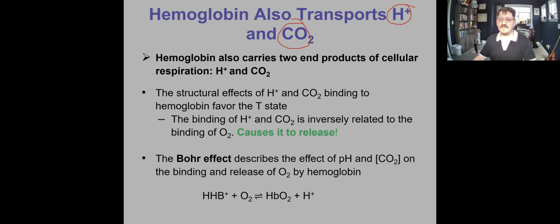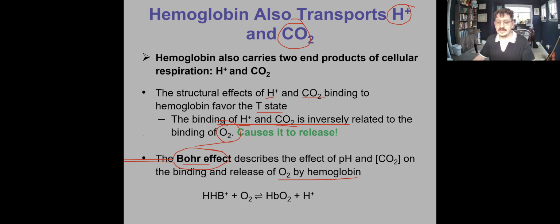So the structural effect of protons and CO2 binding to hemoglobin pushes it into the T state. The binding of protons and CO2 is inversely related to binding of oxygen. The more protons and CO2 that bind, the more oxygen is released. This is known as the Bohr effect. The Bohr effect is that the concentrations of pH and CO2, and their binding, influence the release of oxygen by hemoglobin.